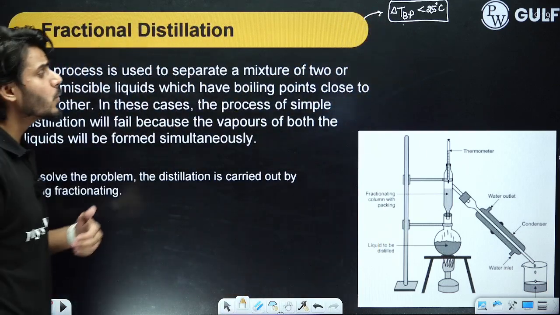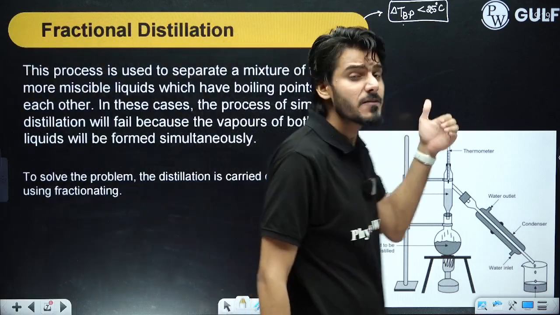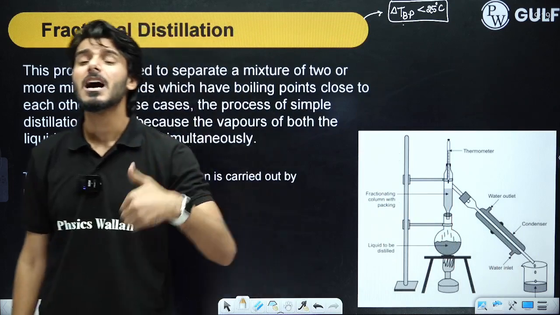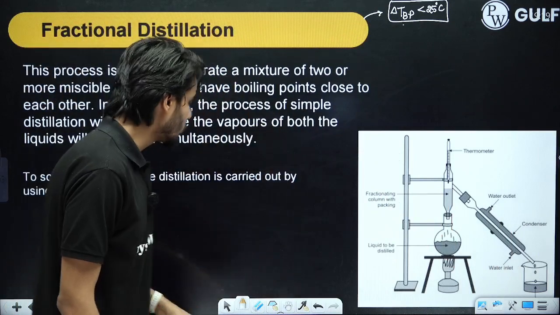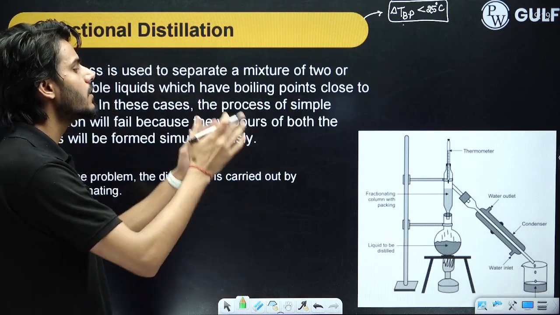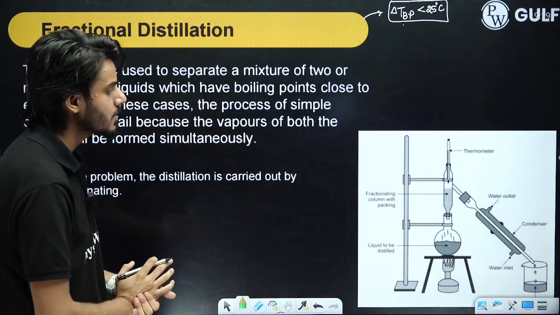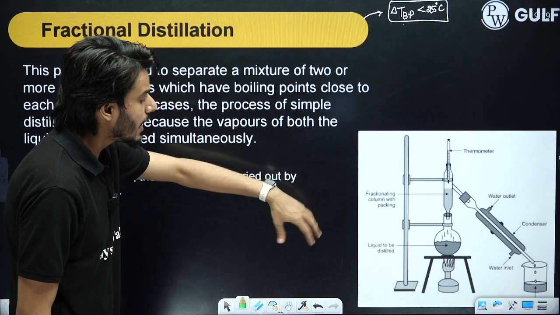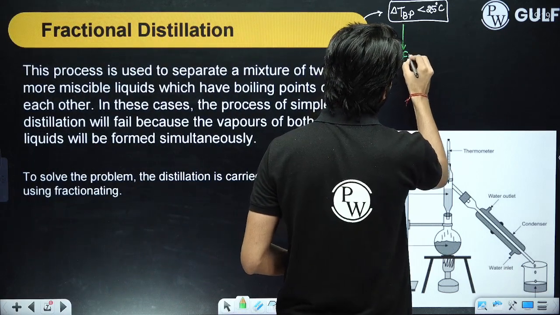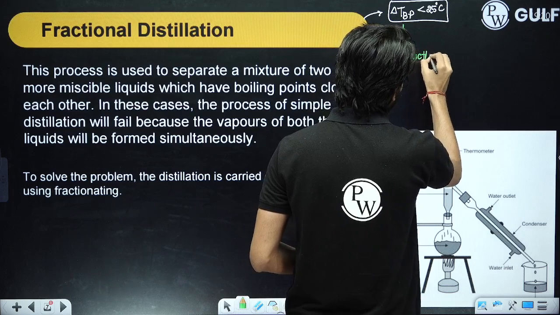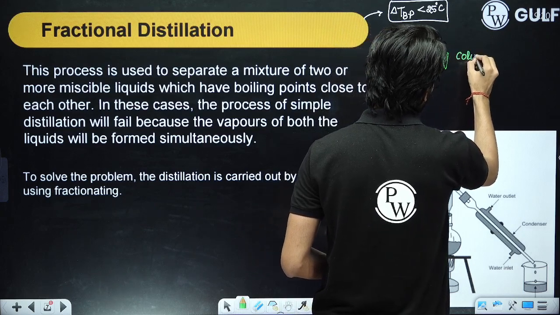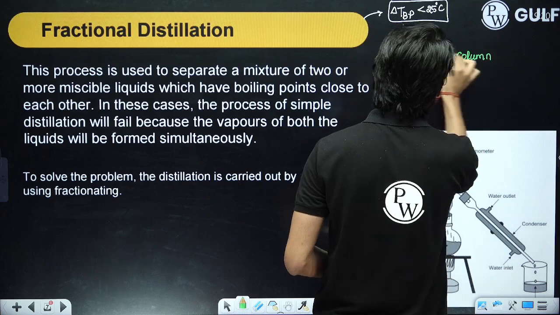Now, what will we do if the difference is very, very small and both of them will start to vaporize one by one, so it is going to be very hard for us to separate them? Now, what will we do? In this technique, we will add one more thing in our apparatus arrangement, and that one thing is going to be the fractioning column, guys. Fractioning column. Now, what do we mean by this fractioning column?